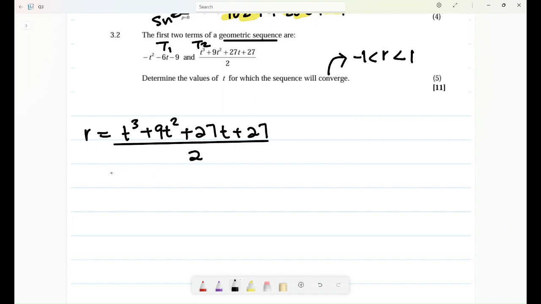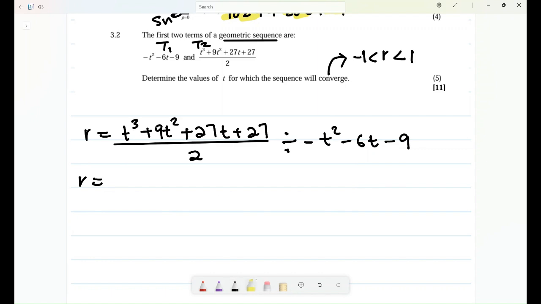But remember I have to divide again by this term. Instead of using the normal division, I'm gonna say divide by negative t squared minus 6t minus 9. All right. Therefore, as we continue here, now I first look at this.